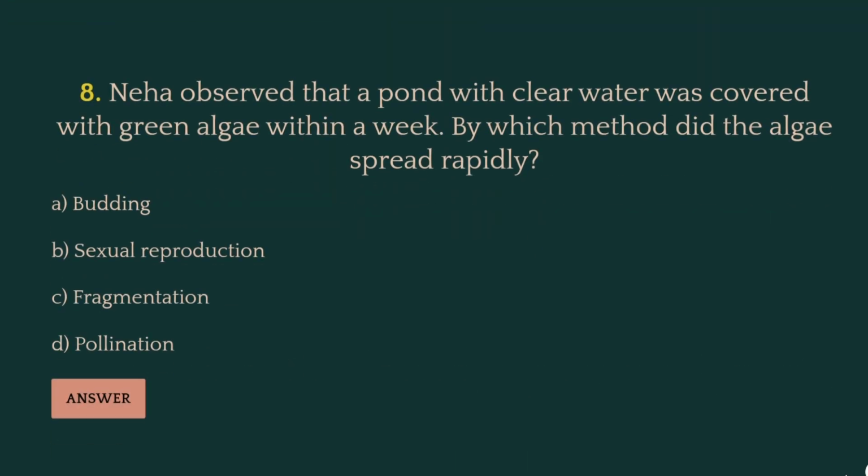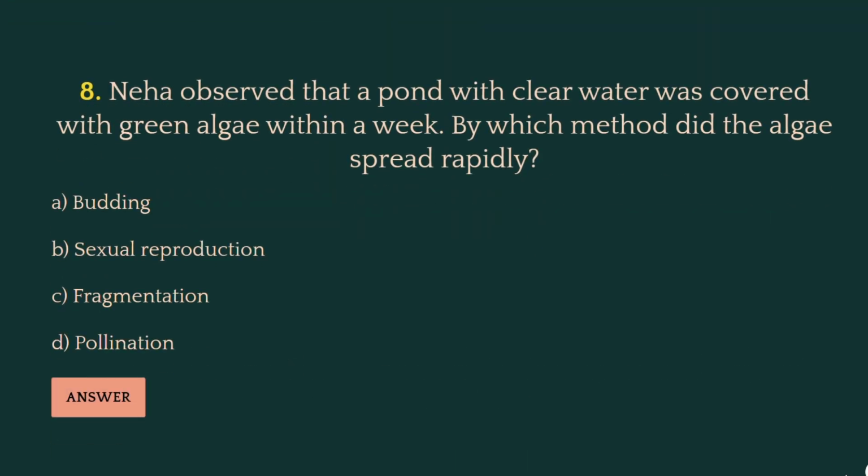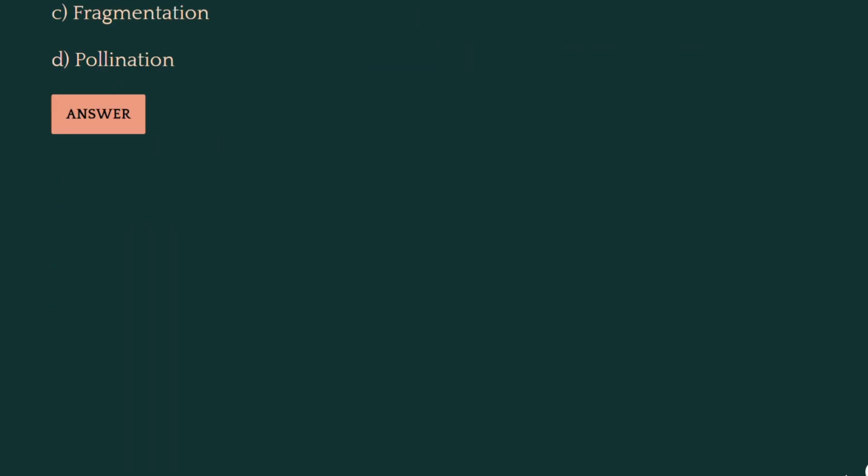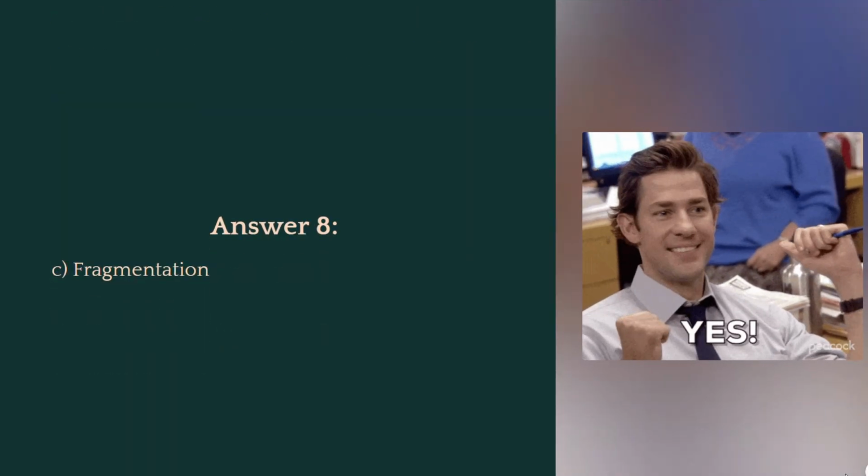Question number 8. Neha observed that a pond with clear water was covered with green algae within a week. By which method did the algae spread rapidly? And the options are A, budding, B, sexual reproduction, C, fragmentation, or is it D, pollination? The correct answer for this question is option C, fragmentation.